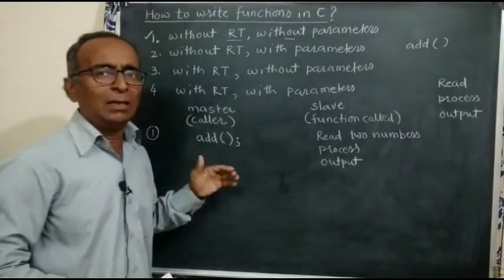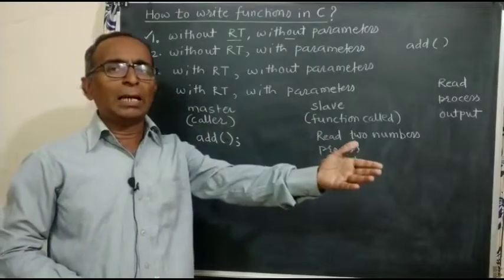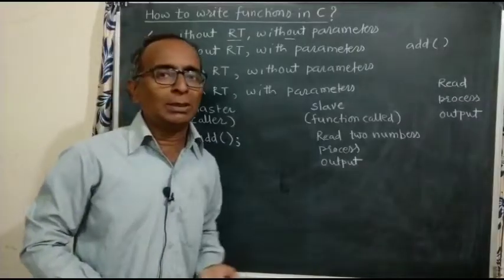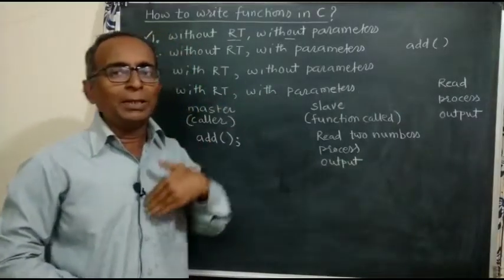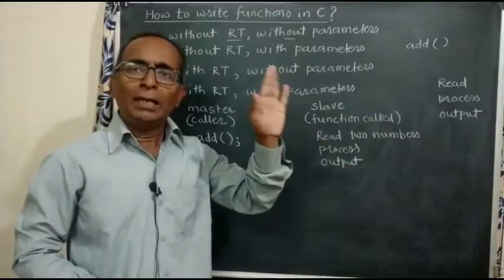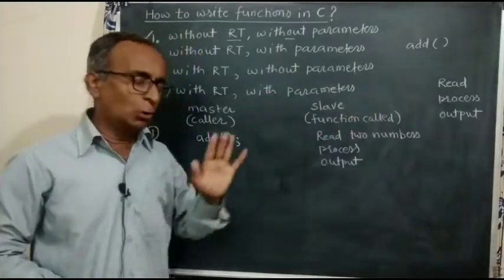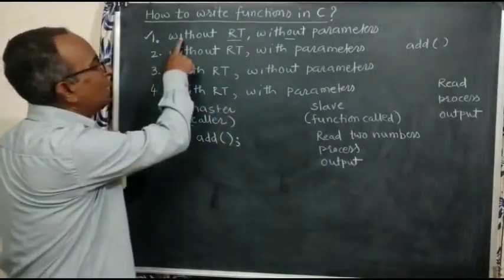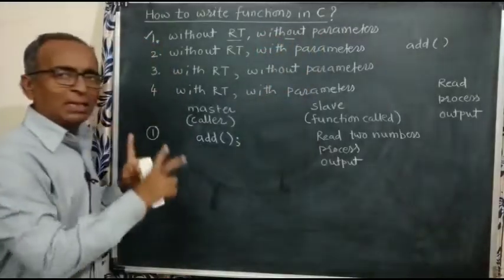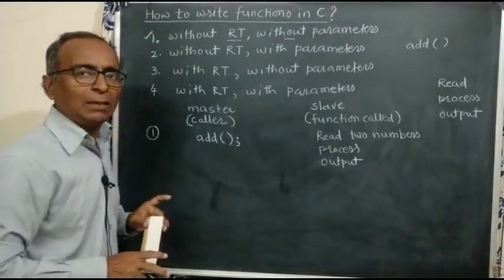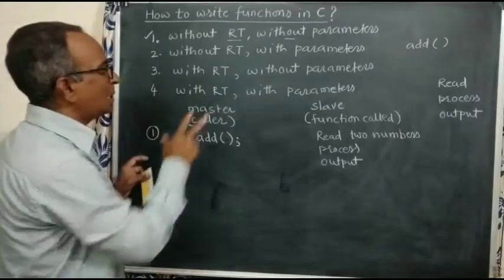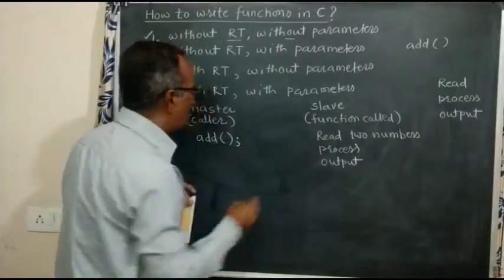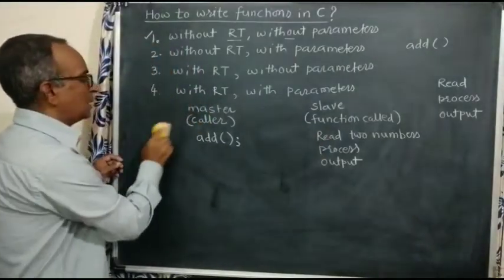So this is just like I am a master, somebody is a slave, I'll say add. Now I am not sending two numbers to him. I am not expecting the addition. So he will read, he will add, and he will give output also. So this is the first type, without return type, without parameters. I'll give you examples of all the types later. Just we'll see what exactly we are doing. So this add function will do all this.